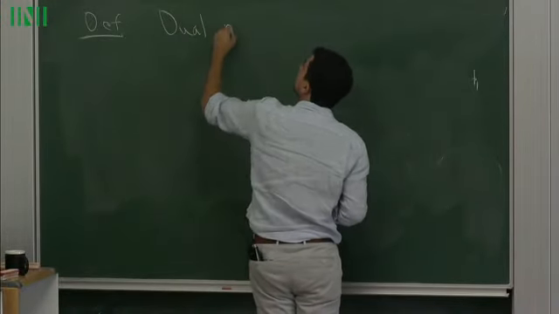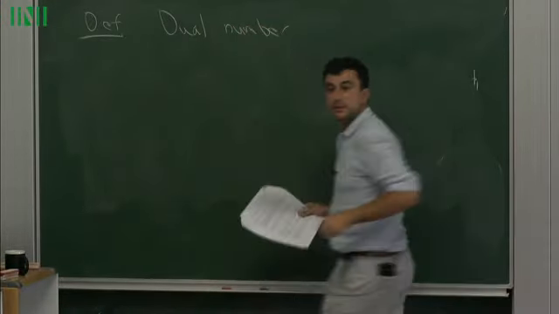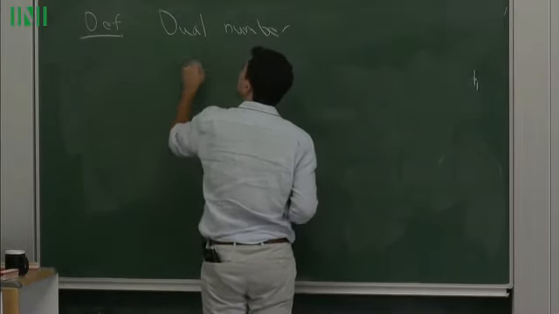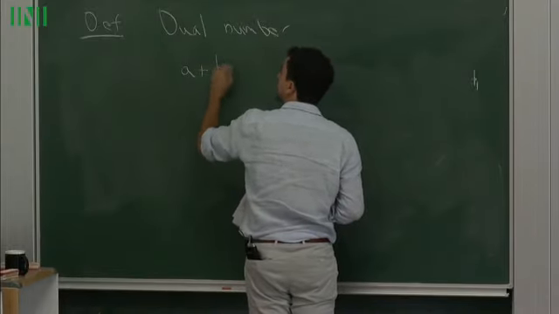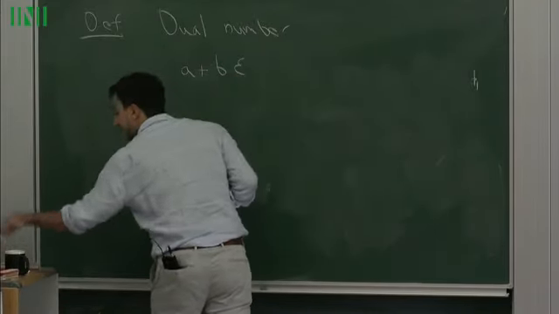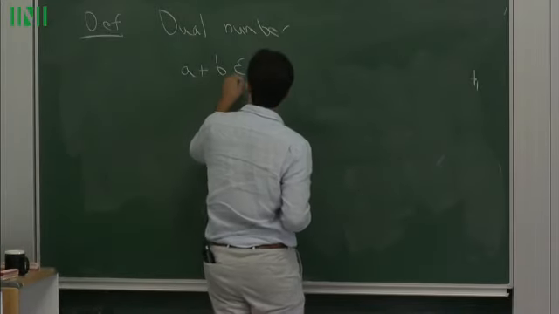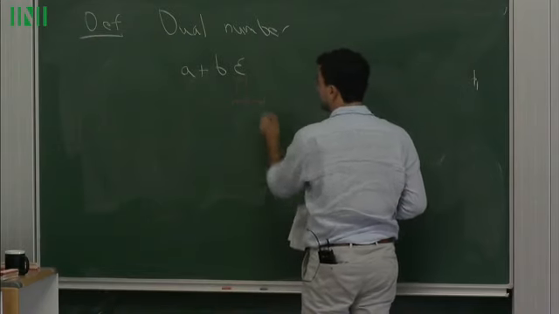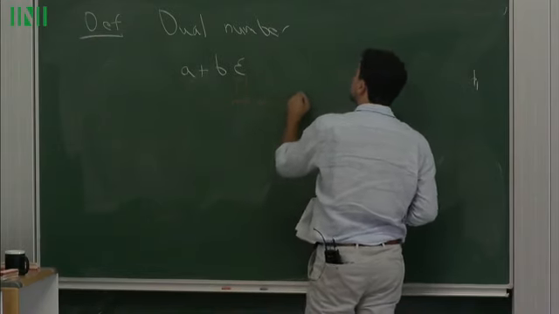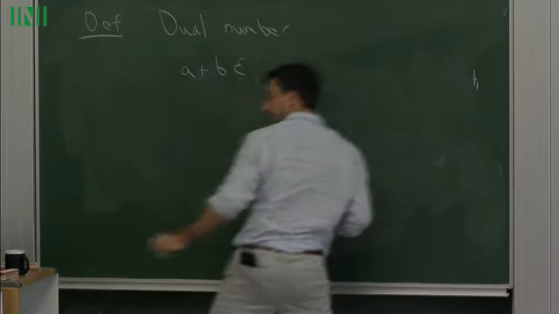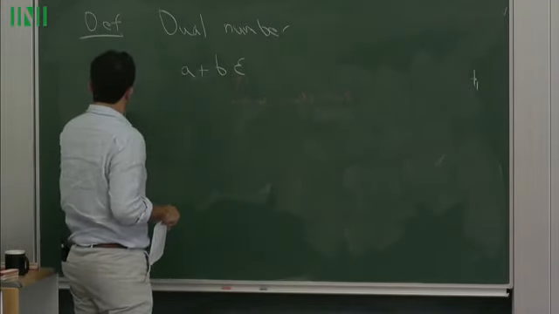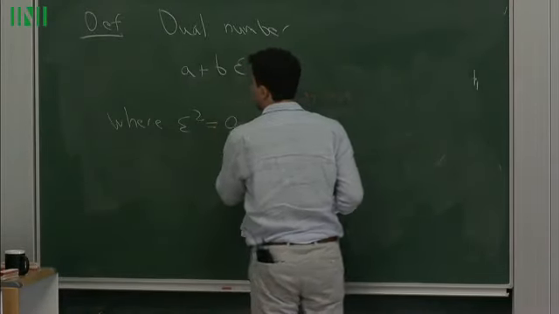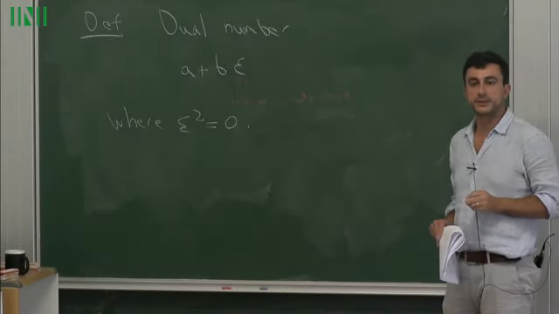So there's something called a dual number, which algebraically you write like this, where epsilon is thought of as infinitesimally small, and algebraically it satisfies the property that epsilon squared is equal to 0.